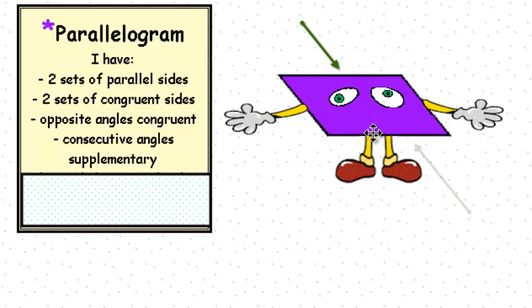So this side is parallel and congruent to the one below it. The left and right are congruent and parallel. Opposite angles are congruent, and consecutive angles are supplementary.